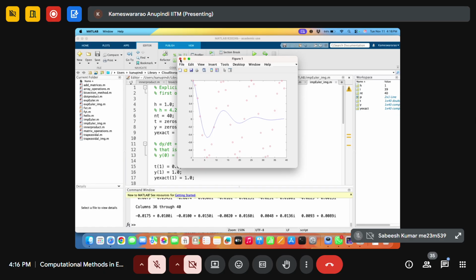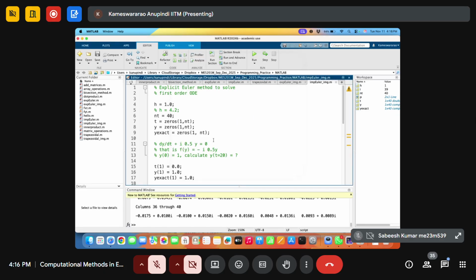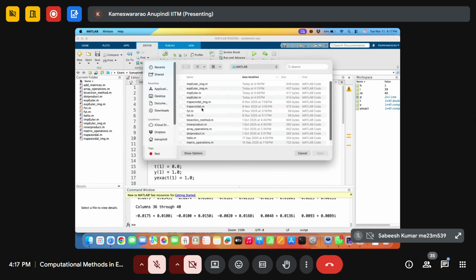Then we looked at the trapezoidal method. In the trapezoidal method for purely imaginary right-hand sides, we noted that there is phase error, but there are no amplitude errors, right? There are no amplitude errors. It's going to be exactly the same. So let's look at trapezoidal with right-hand side as imaginary number.